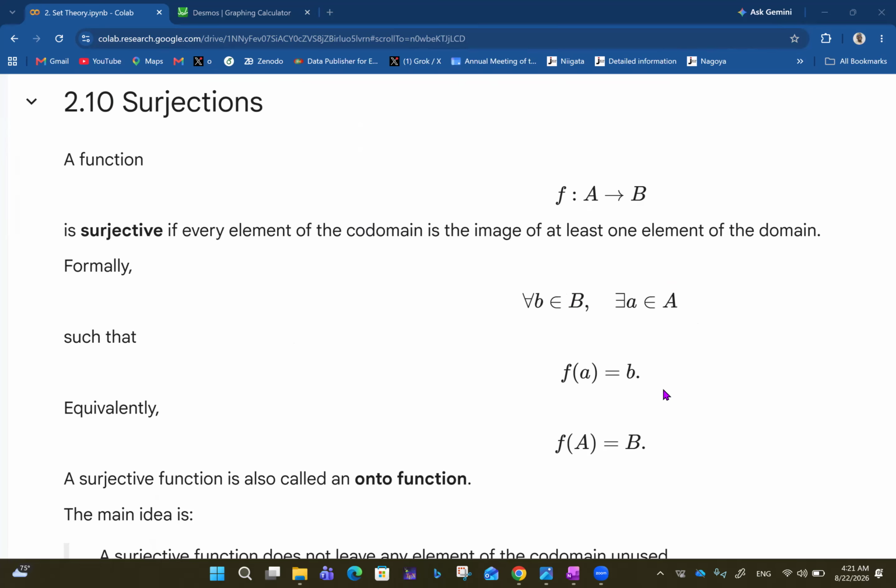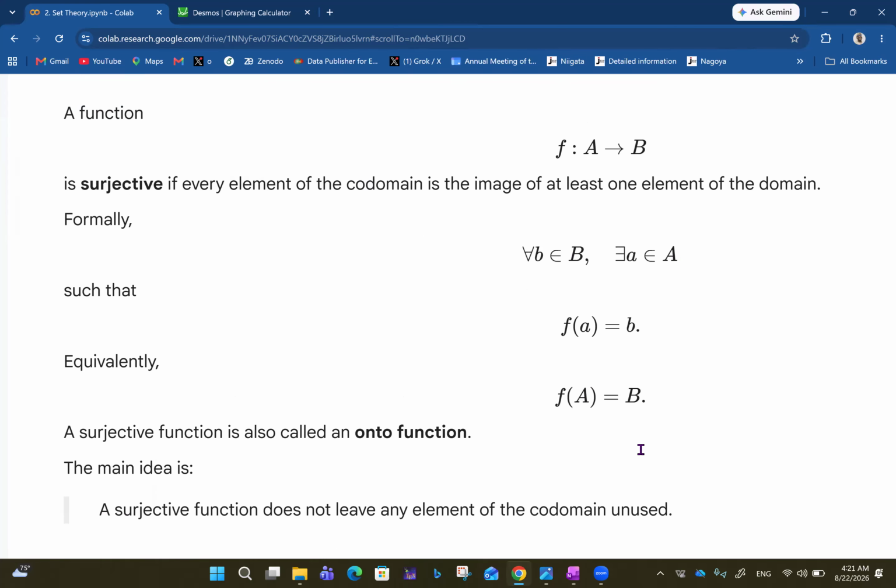So such that f of a is b, equivalently, the function of A is equal to B. We say that a surjective function is also called an onto function. The main idea is that a surjective function does not leave any element of the codomain unused. So for a surjective function, every element of the codomain is used up.